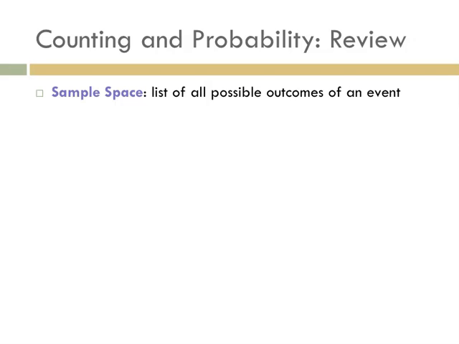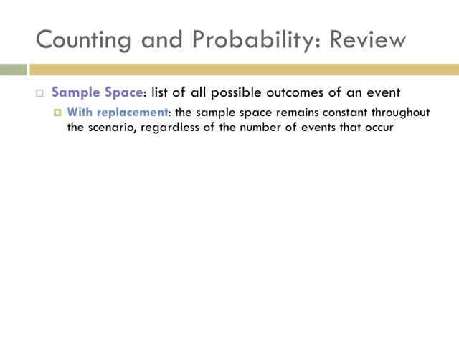Now, when we talk about sample space, there are two ways in which we can talk about sample space depending on the problem. The first is sample space with replacement. This is when the sample space remains constant throughout the scenario, regardless of the number of events that occur. In other words, just because one of the items in the sample space has occurred, it can still happen again. So it has been replaced.